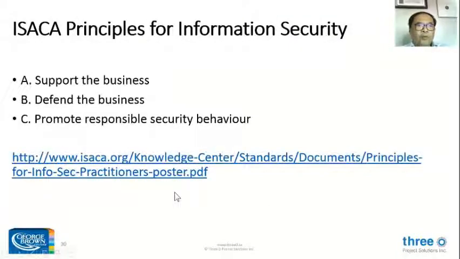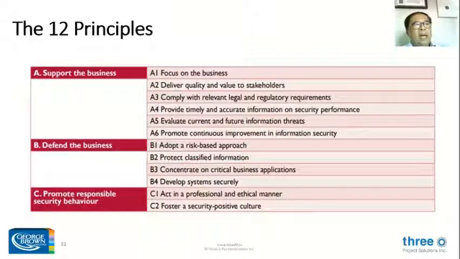So the ISACA principles of information security basically have three areas: support the business, defend the business, and promote responsible security behavior. Okay, and this is the link if you want to get the poster that talks about all those 12 principles, and this is the overview. So if you don't remember anything, this is all you need to remember.